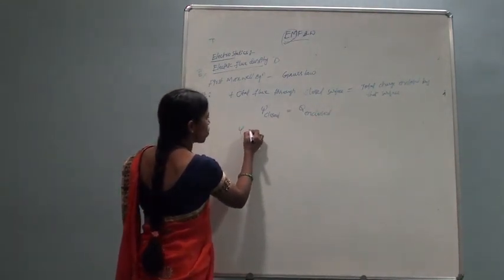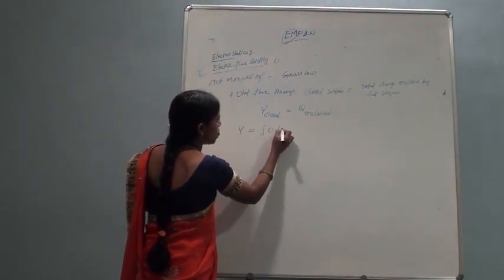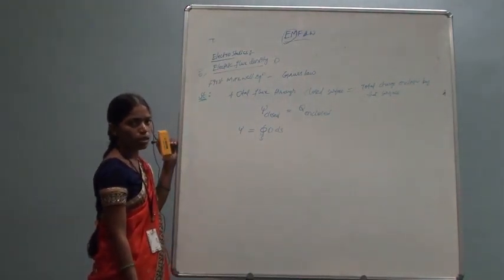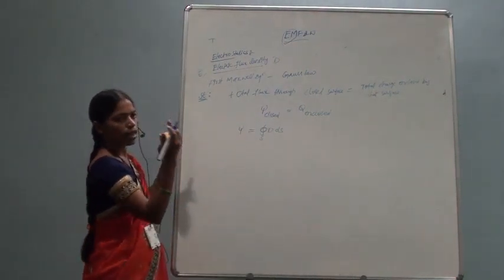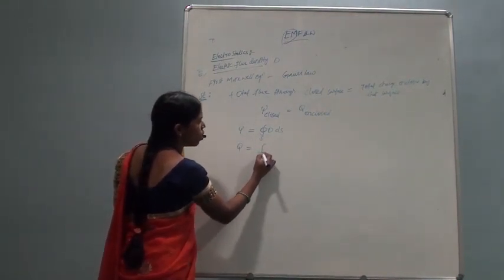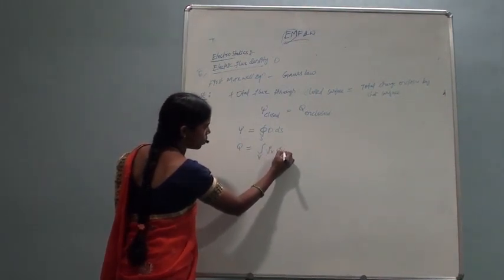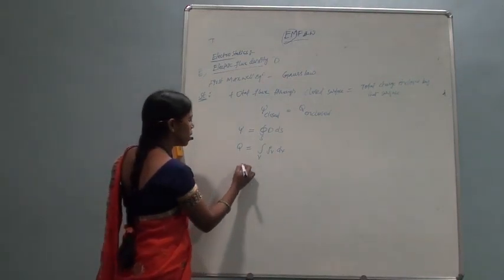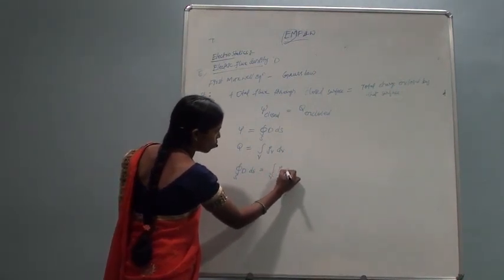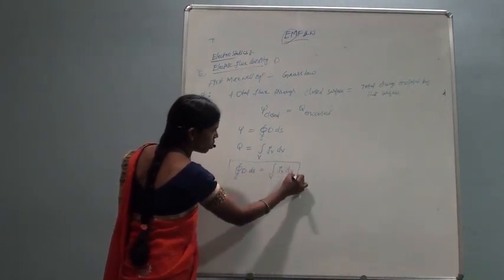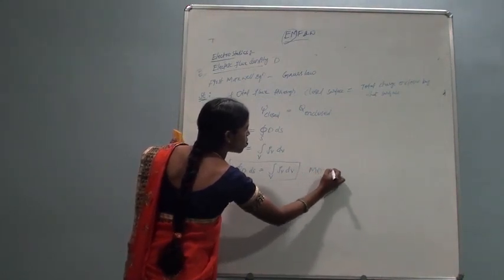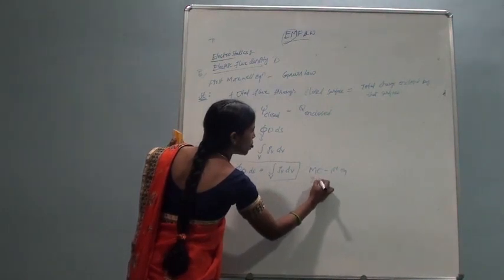We know that psi in a closed surface area is equal to the closed surface integral of D dot dS. This symbol indicates that we are talking about a closed surface area. When I say that charge is enclosed, then you have to consider the volume charge distribution, and it is given by Q is equal to volume integral of rho v dv. Now substitute the values of psi and Q, then you will get closed surface integral D dot dS is equal to volume integral rho v dv. This forms the first Maxwell equation in integral form. We will call it Maxwell's first equation in integral form.